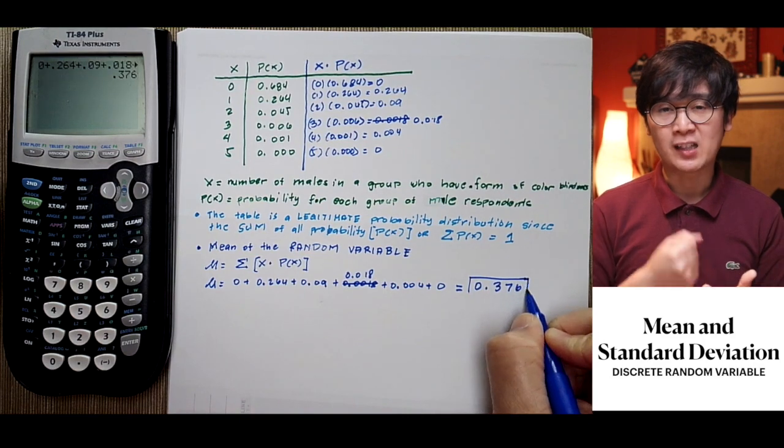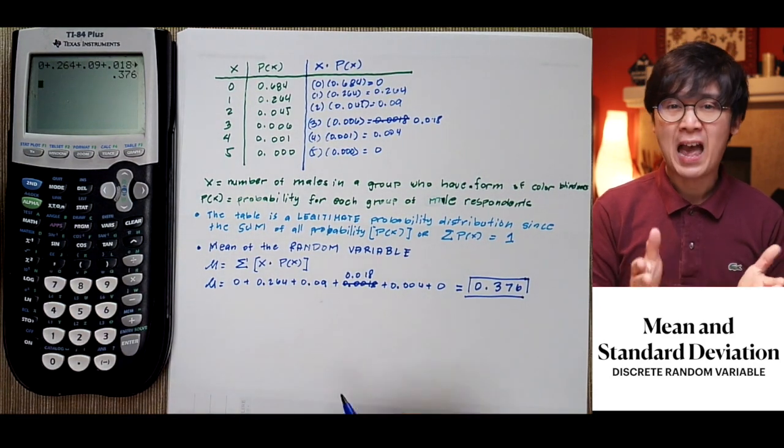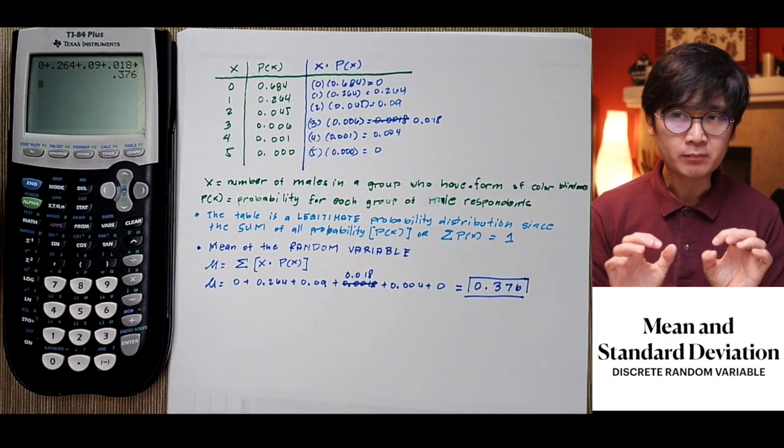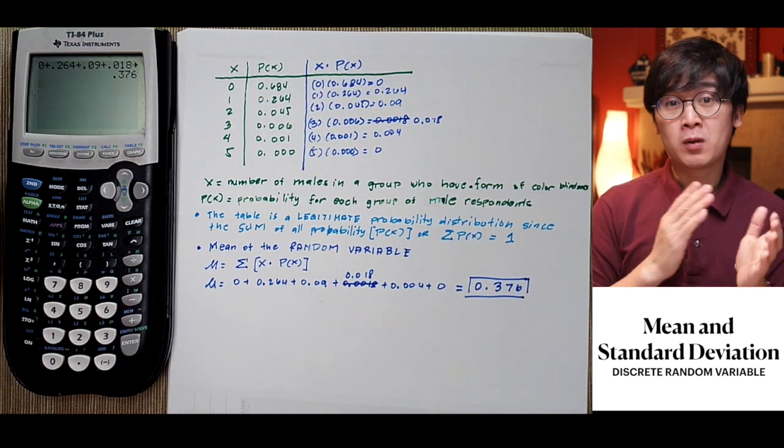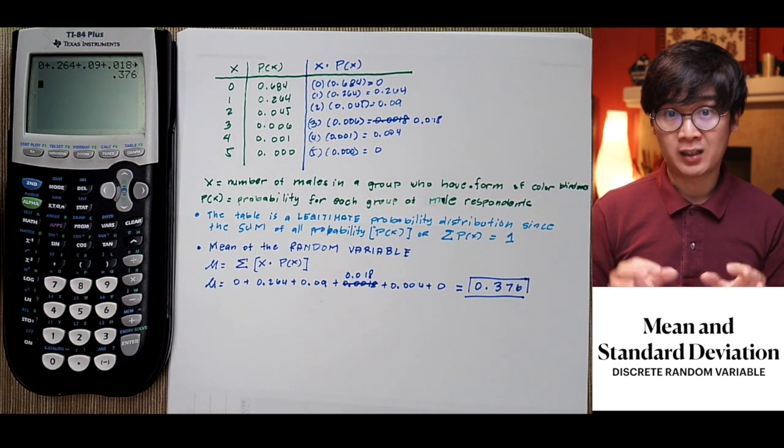So that is the expected number of males who would have some sort of color blindness in this particular sample.